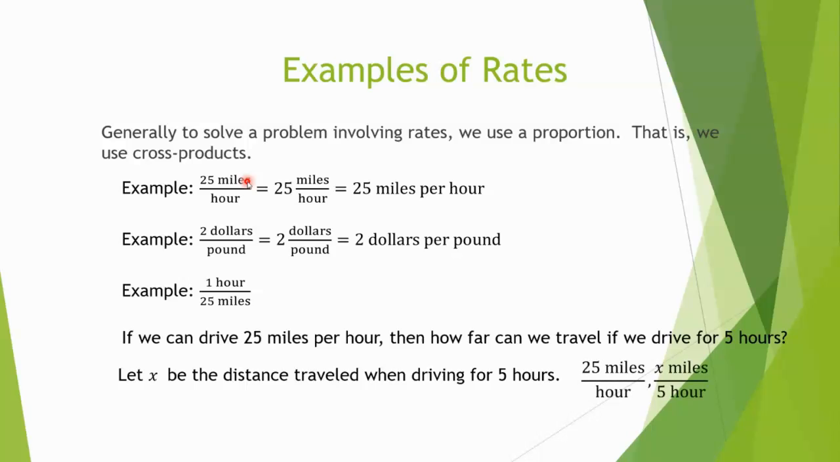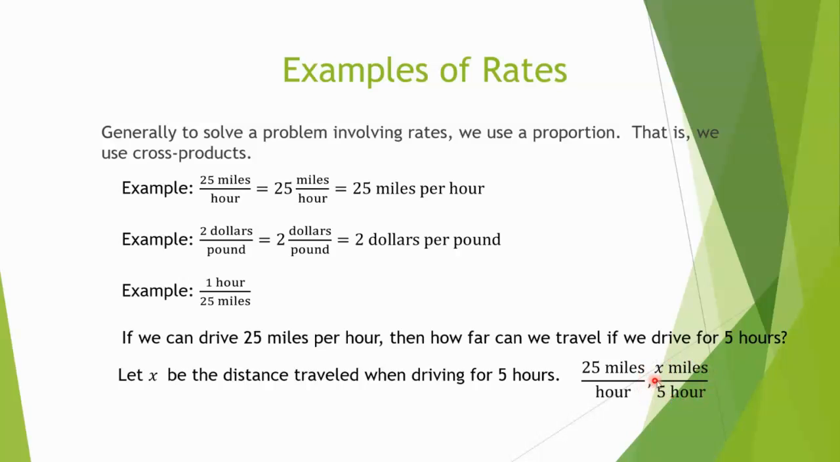Well, we have two rates here, don't we? We have this one, 25 miles per hour. We also have the other rate where x is how far we're going, and we're driving for 5 hours. So this is another rate. We don't know what x is, but that's okay though. This is another rate.